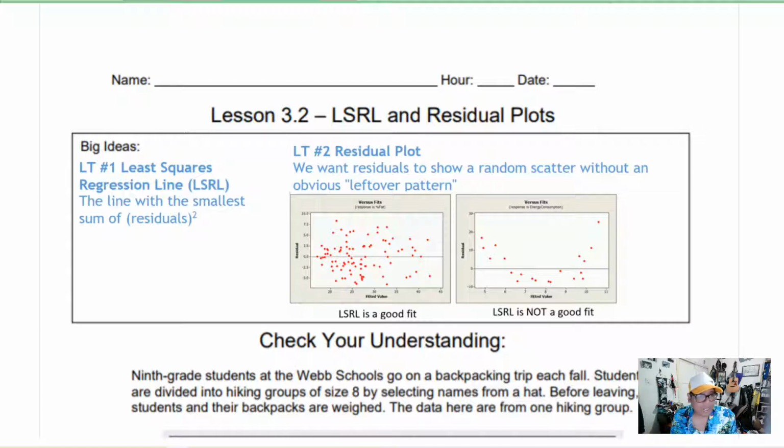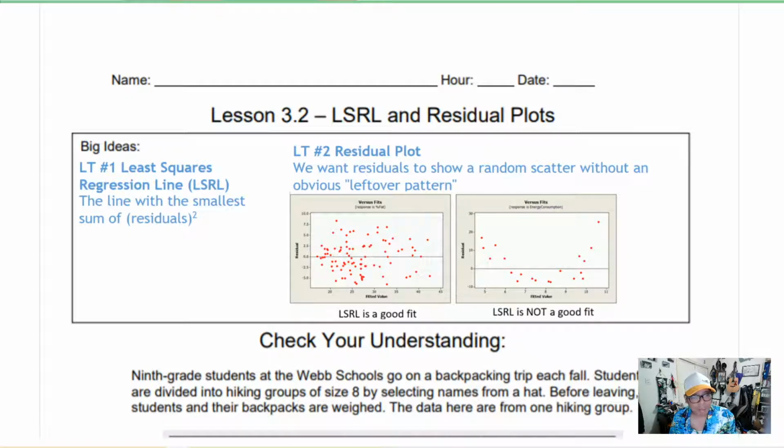The second learning target here is that residual plot. We want to make sure that the residual plots show a random scatter without an obvious leftover pattern. You'll hear that leftover pattern a few times. It really doesn't mean a whole lot. You really don't even need the word leftover in order to make sense of that.